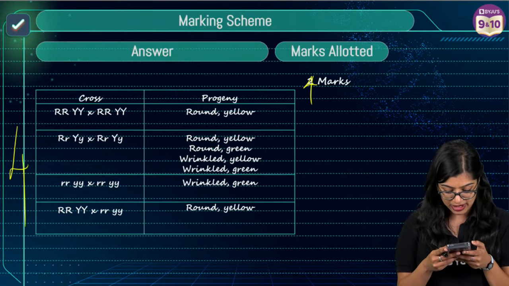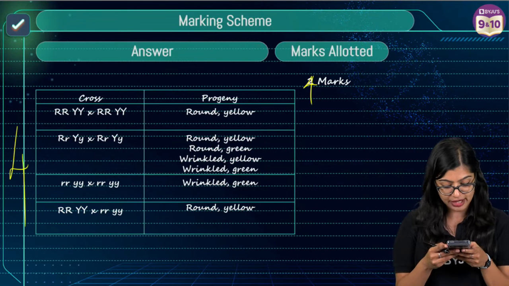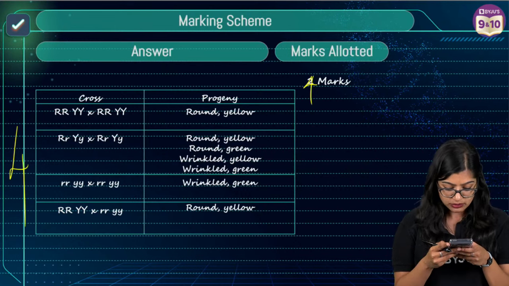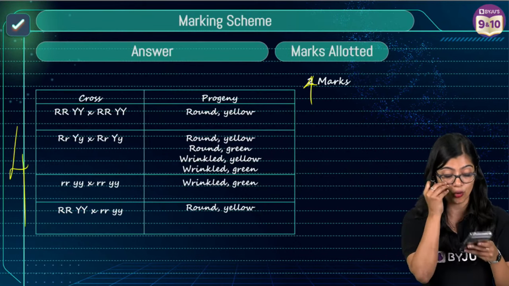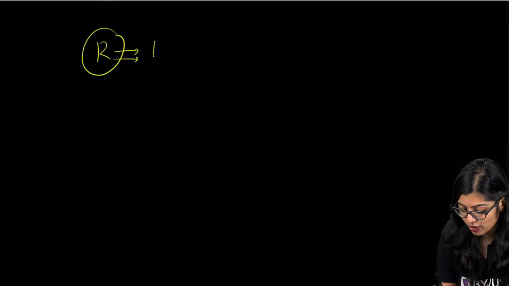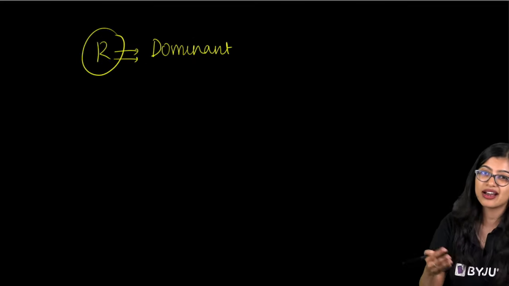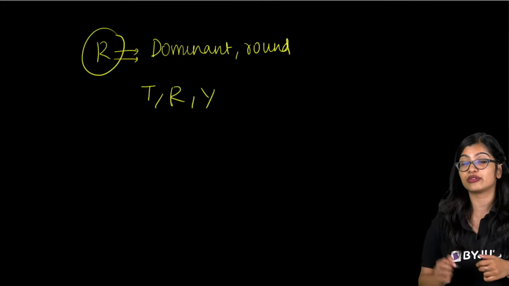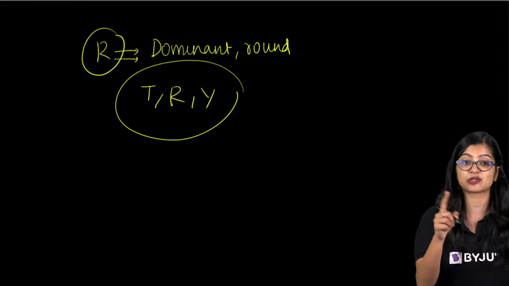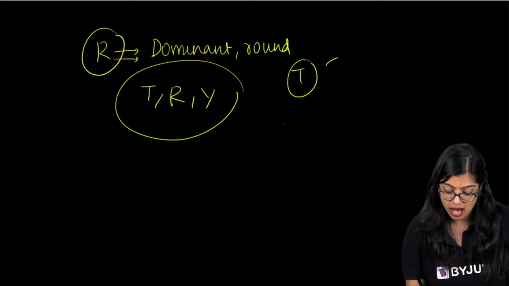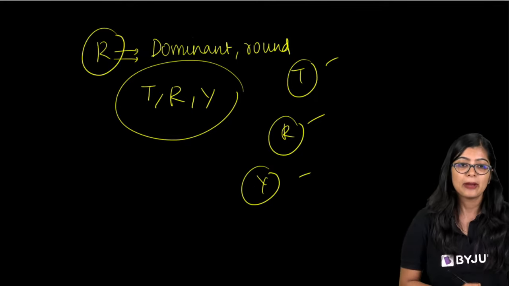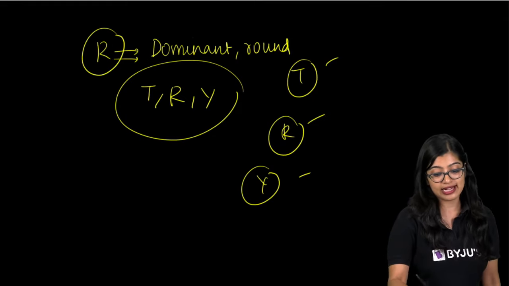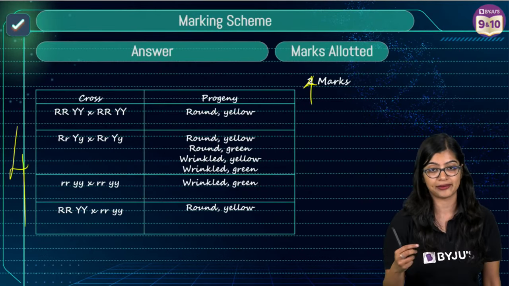Ma'am, what if the features R and R are not mentioned? How do you conclude that R is round? Very nice question. Normally, because you've been learning it, whenever capital R is there, it always means we're talking about the dominant trait, and R is with respect to the dominant trait round. Terminologies like T, R and Y, if they have already taught you, this is an assumption they expect you to know: T means tallness, R means shape of seed, Y means color. But if they give you something that is not taught to you, then they will specify it in the genotype. But you will have to go ahead and understand this.